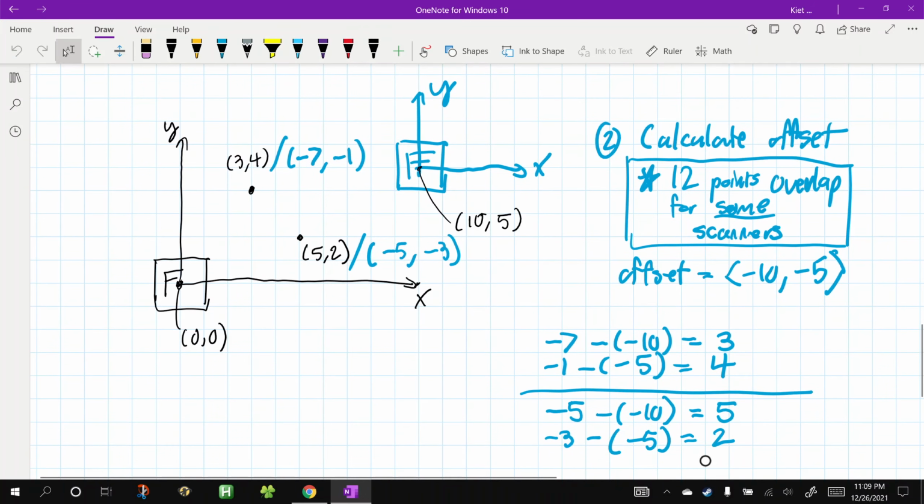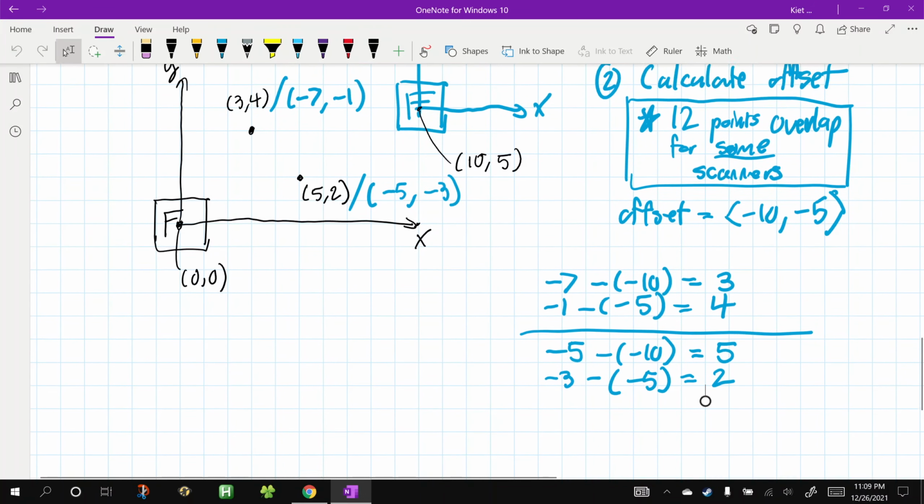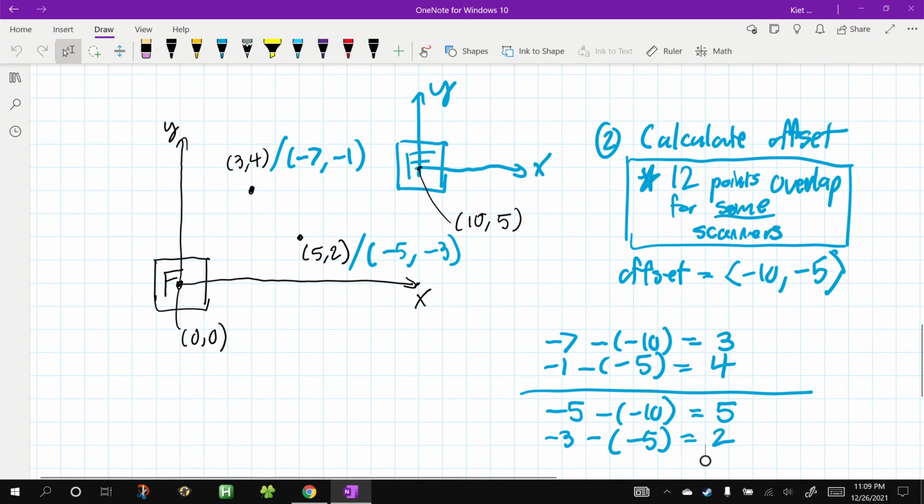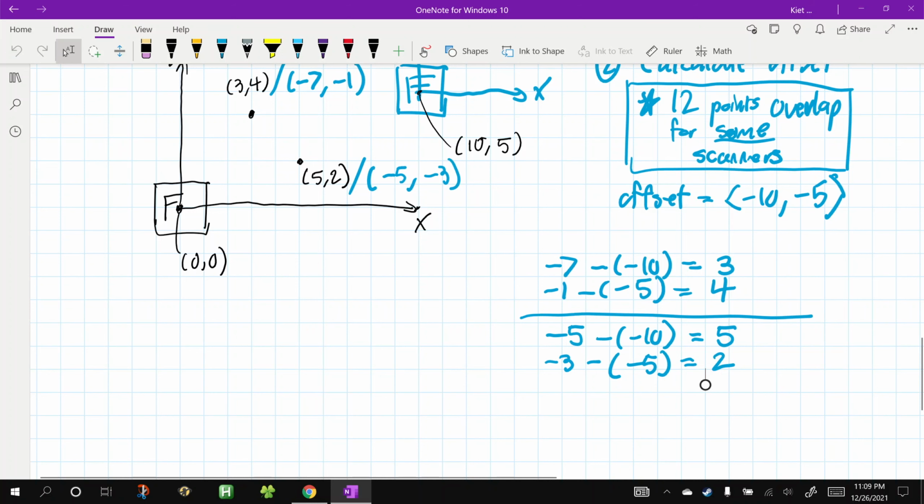So here's an example of how you would do this. You just do -7 minus the offset. So this is 3. -1 minus the offset, which is 4. And you see here that we get 3, 4. And the same goes for the 5, 2 here.